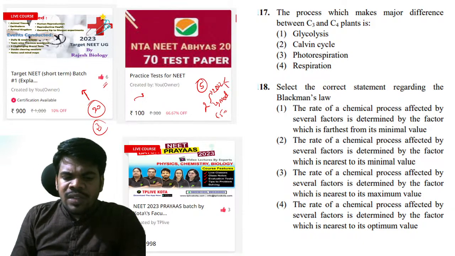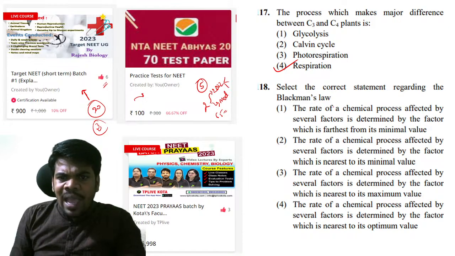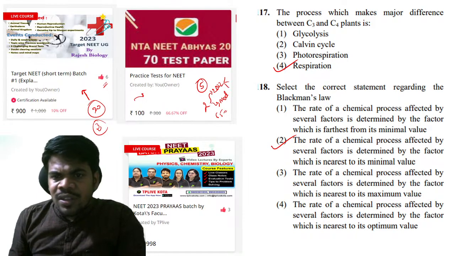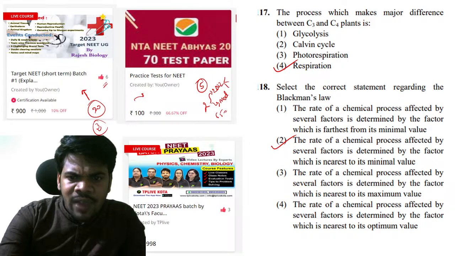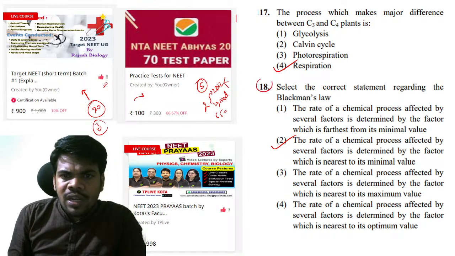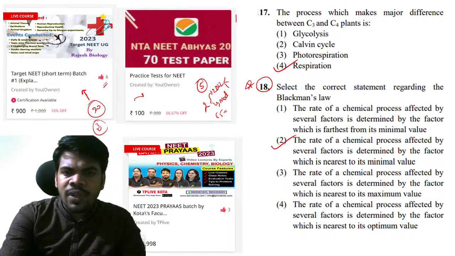Okay. Now come to the 17th question. The process which makes major differences between C3 and C4 plants is, yes, respiration. And the 18th question, select the correct statement regarding Blackman's law. That is, the rate of a chemical process affected by several factors is determined by the factor which is nearest to the minimal value. It is a very important question, and I observed this question in several quizzes and several papers.